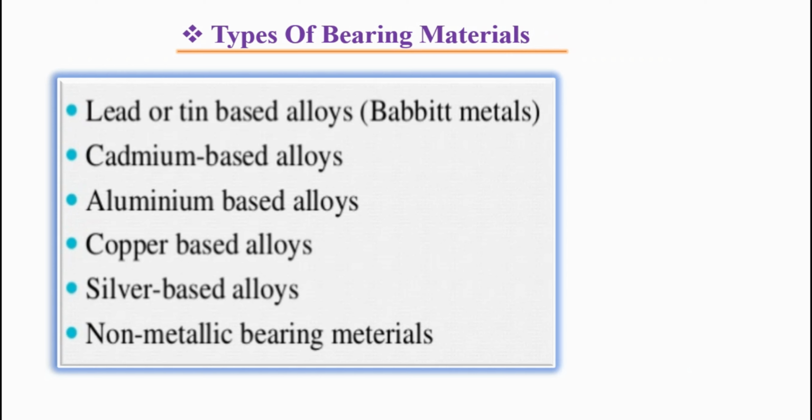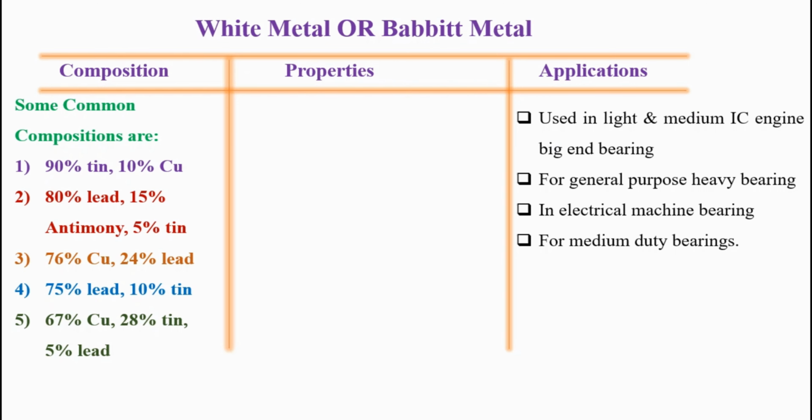Then cadmium based alloys, then aluminium based alloys, copper based alloys, silver based alloys, and non-metallic bearing materials. So all these six types of bearing materials are widely used in industry, and amongst all these types, Babbitt metals are very widely used. That is, lead or tin based alloys are widely used in industries. So let us see about the white or Babbitt metal.